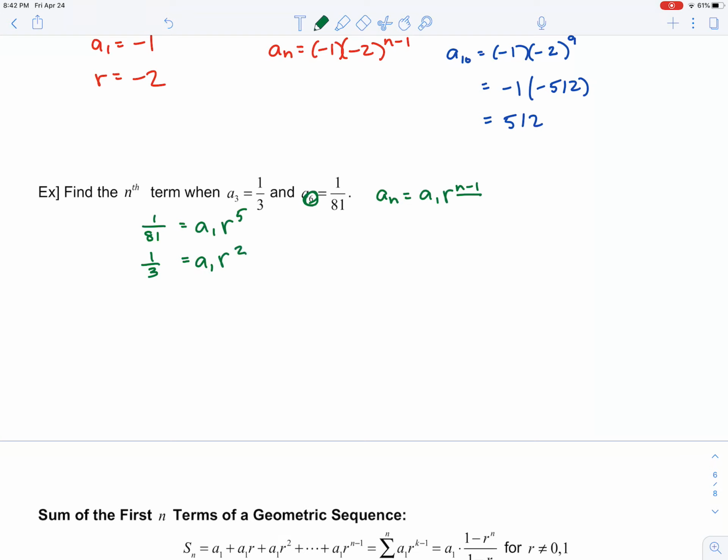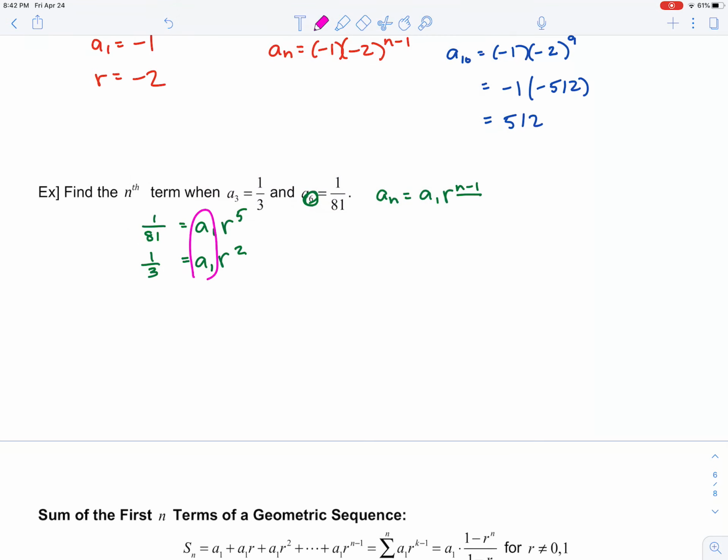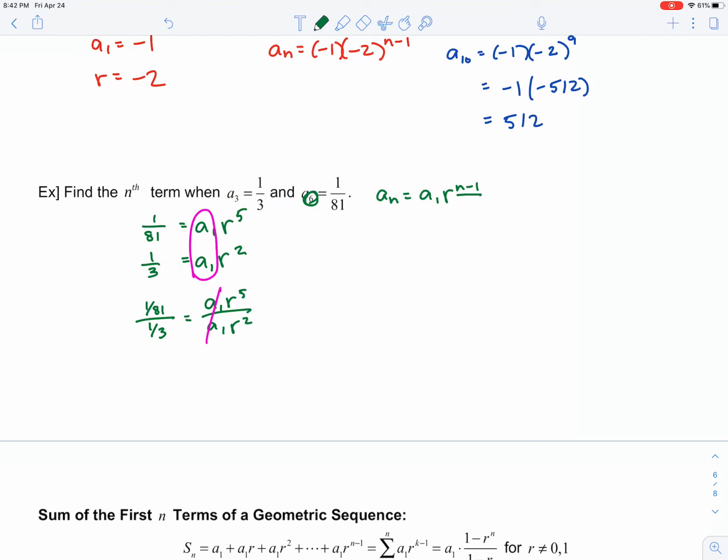So I wrote the equations this way to show you something that I don't know if we've done this before. Maybe we did in our exponential chapter. But if you want to, you can divide equations to do elimination. So what I'm thinking is if I divide these two equations, I can eliminate a sub 1 because a sub 1 over a sub 1 is 1. So I think I'm going to do that. So I have 1 over 81 divided by 1/3 equals a sub 1 r to the 5th over a sub 1 r squared. So I'm canceling out the a sub 1's, or removing the factor of 1.